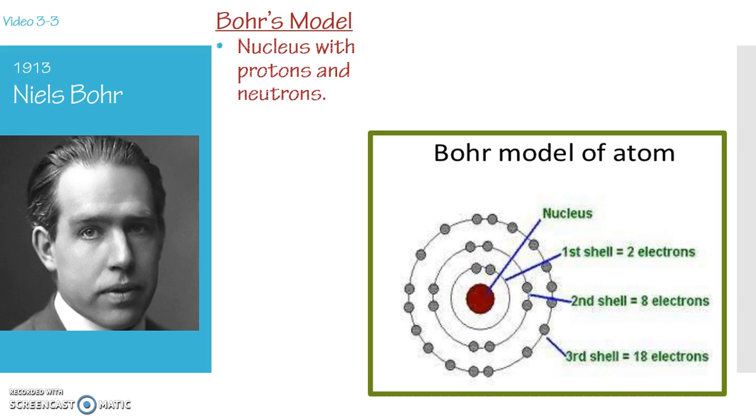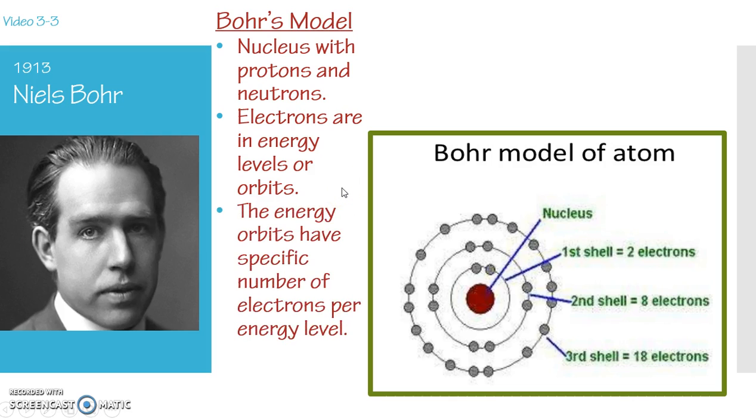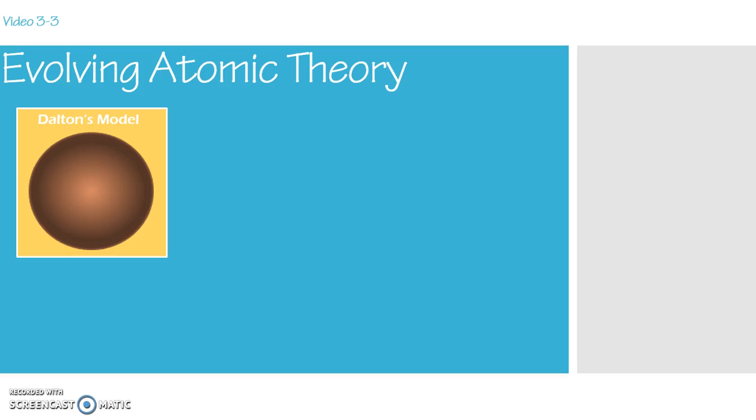So, Bohr's model, what did he believe? He believed that the nucleus was made of protons and neutrons, just like Rutherford had discovered. Electrons are in energy levels or orbits. The energy orbits have a specific number of electrons per energy level. It also shows the emission of light and how he was able to calculate that. So those are some common things that I found with Bohr's model.